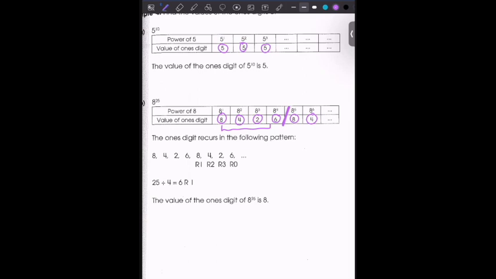And so the ones digit recurs in the following pattern of 8, 4, 2, and 6. And since we have a power of 25, we're going to divide 25 by 4, and that gives us 6 and a remainder of 1. So the value of the ones digit is going to be the first term, or first ones digit value of the pattern, which is going to be 8. So the ones digit of 8 to the power of 25 is going to be 8.